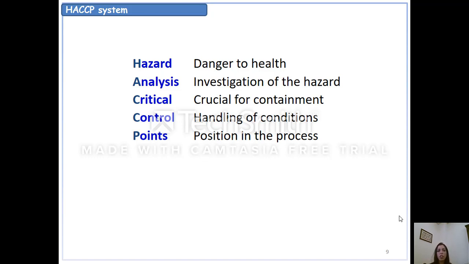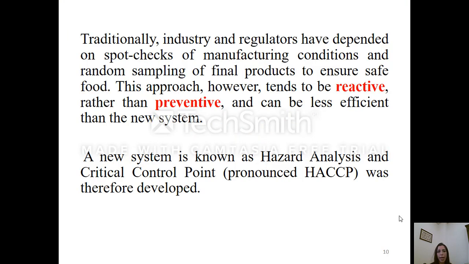So HACCP stands for: Hazard is a danger to health, Analysis is the investigation of the hazard, Critical is crucial for the containment, Control is with the handling of the conditions, Endpoint is the position at the flow chart where we need to implement the HACCP.